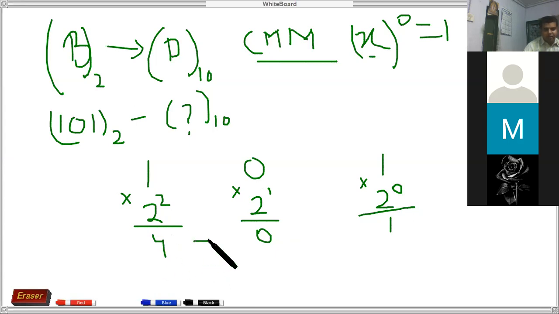Now we will add the results. So 4 plus 0 plus 1 is how much? 5. 5 is the answer. That is in the decimal number system. Sir, is there any shortcut? No, sir. There is no shortcut.